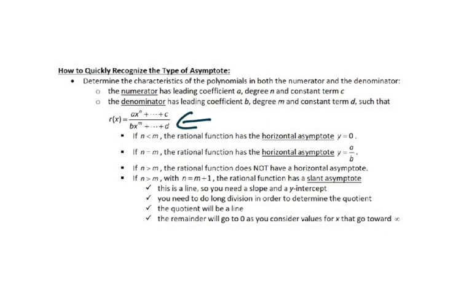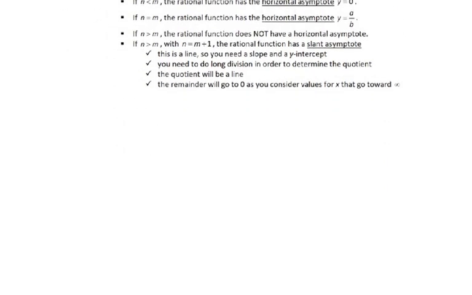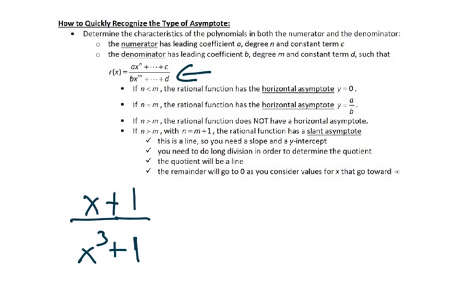If n is less than m, I'm going to use the term bottom heavy. This is the scenario where the denominator is bigger than the numerator. When you have two polynomials and the denominator is bigger than the numerator, you end up getting a horizontal asymptote of y equals 0.